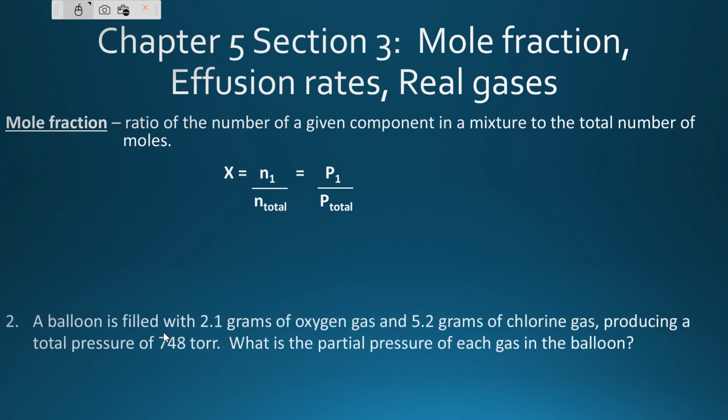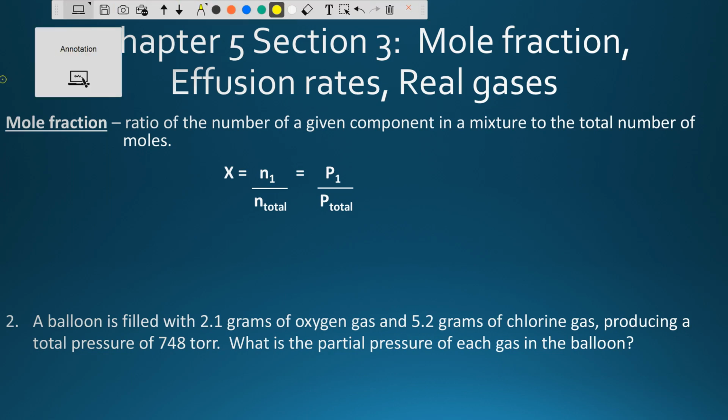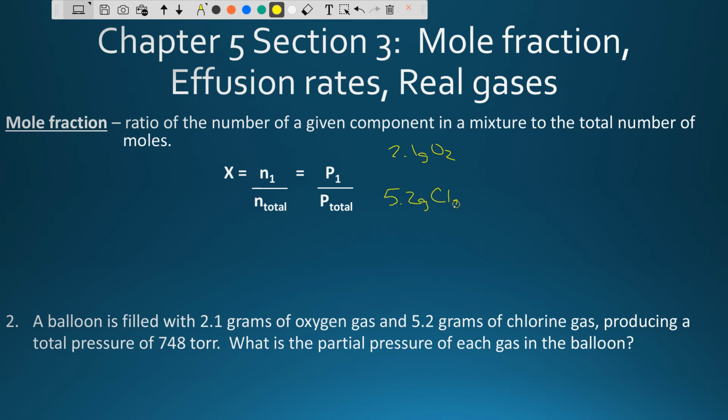Okay, another problem that we're going to be doing with this is taking a look at a balloon when we've got oxygen and we've got chlorine. Okay, and notice that it's going to be a certain pressure in torr. So remember what we do. We add up those number of moles. Let's convert my 2.1 grams of oxygen, and I also have 5.2 grams of chlorine gas.